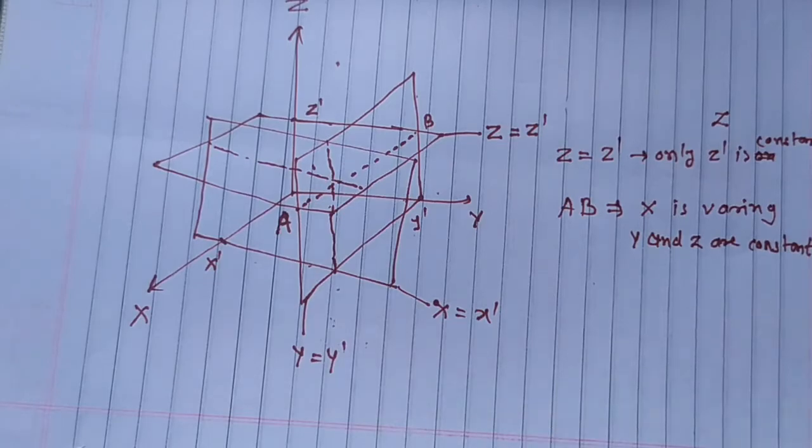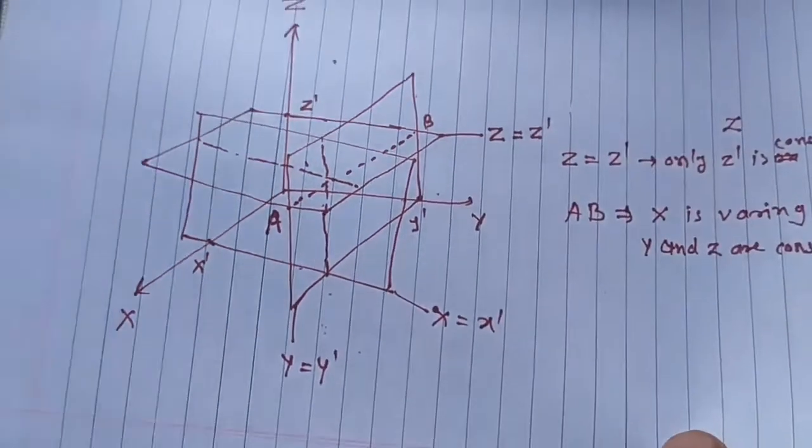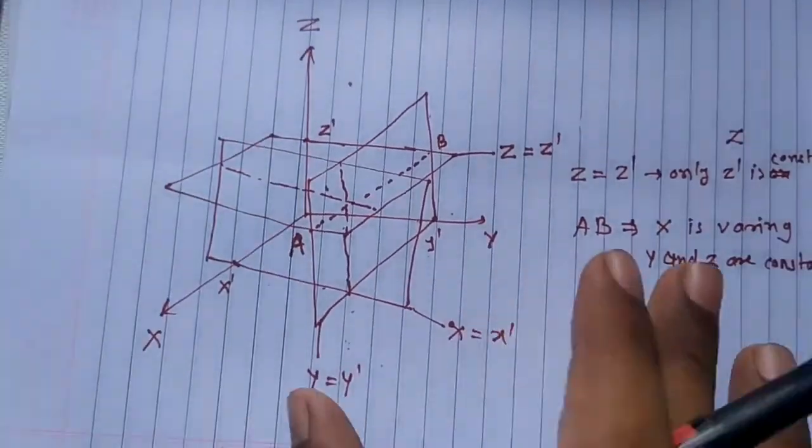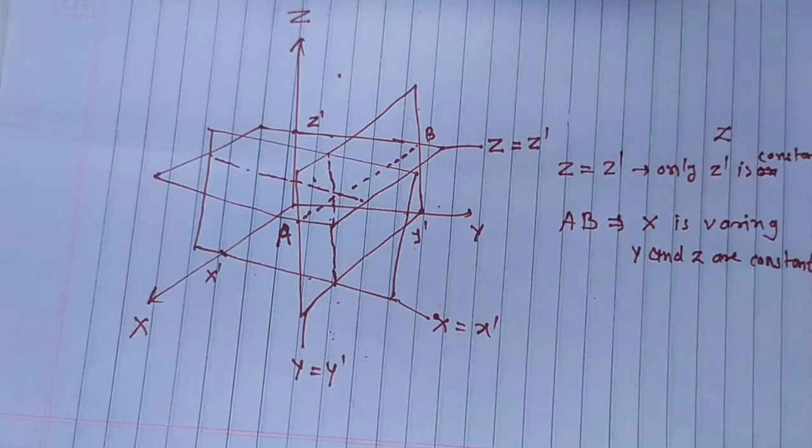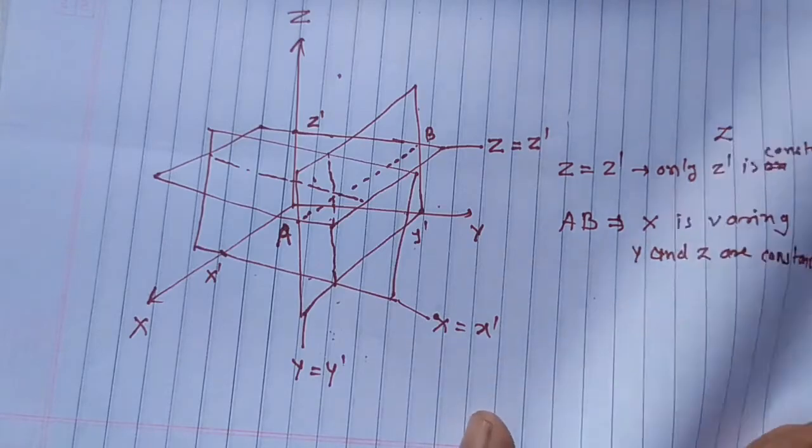If you want to understand this, you have to draw it by yourself, and then you have to see which plane is intersecting where, what is the equation of the plane, so it will be more clear to you. Now we will go to the next coordinate system, that is spherical coordinate system.